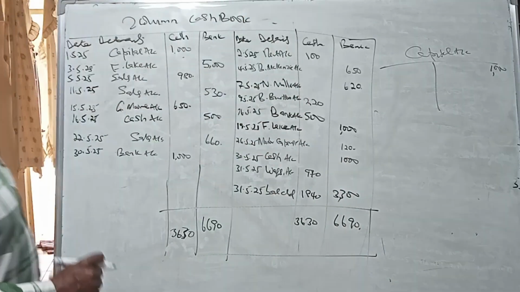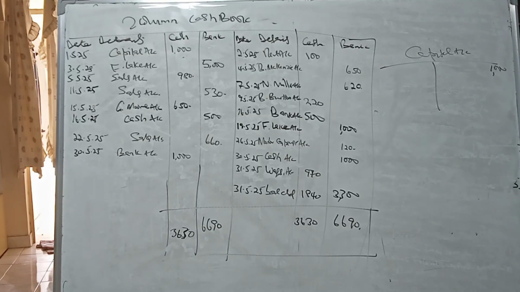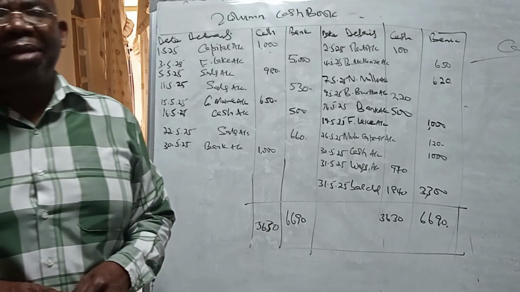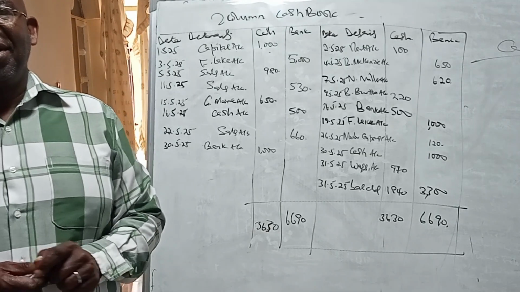That's how to prepare a 2-column cash book. Thank you.